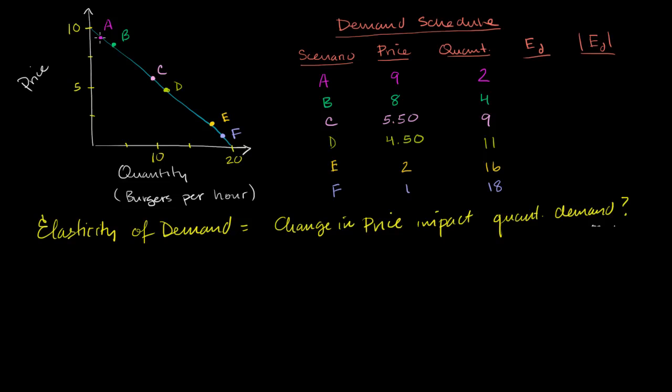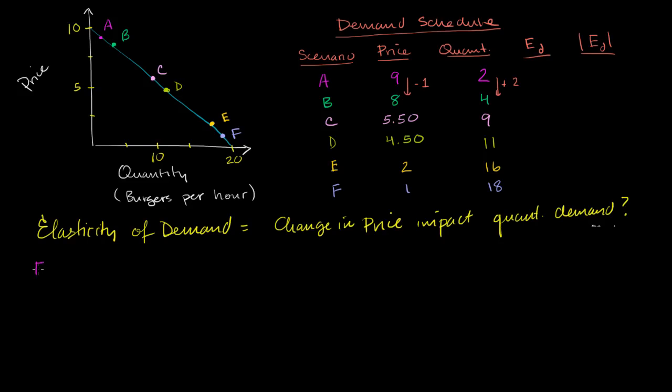So let's say our price drops from point A to point B. From point A to point B, we have a negative $1 change in price, and we have a positive 2 burgers per hour change in quantity demanded. So what is the elasticity of demand there? Let's write it over here. I'll do it in A's color.